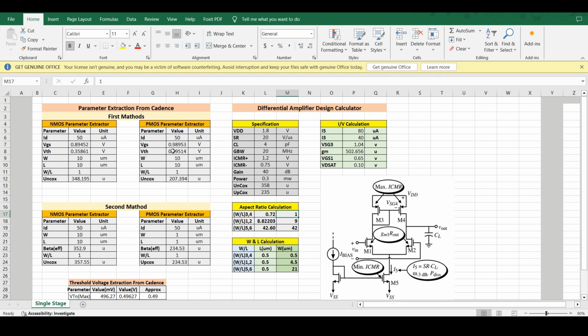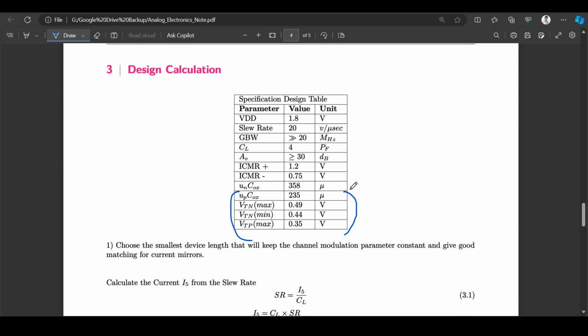If I get all the parameters, what we know is that in the saturation region, ID equals 1 by 2 mu n Cox W by L, then V gate to source VGS minus VTH, whole square.